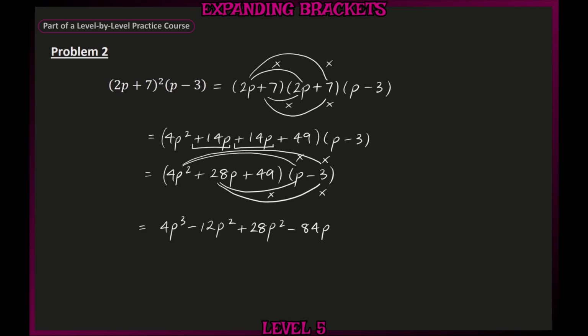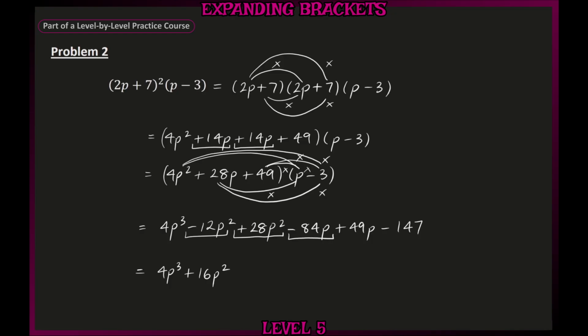84p. Finishing off, we can multiply the 49 by p to give us plus 49p, and finally 49 multiplied by minus 3 gives us minus 147. We can now finish simplifying by collecting together any like terms that we have here. So we have 4p cubed, we can collect together minus 12p squared and plus 28p squared, which is the same as 28p squared minus 12p squared, and it gives us plus 16p squared.